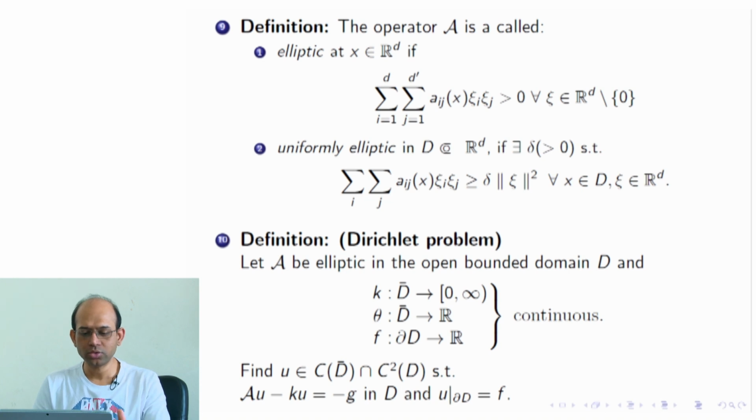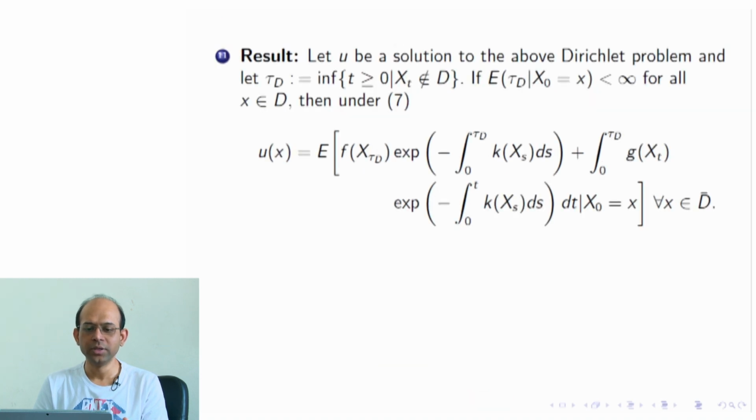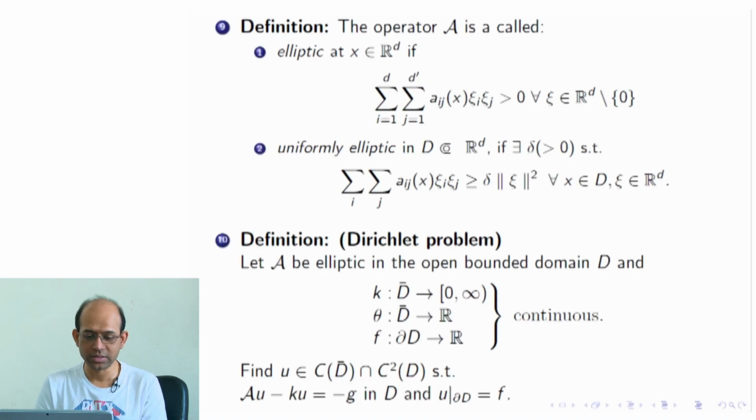Okay, so I am not going to give a proof of existence of this, I am just stating this result. Let U be a solution. Here we are not asserting anything about the existence; we are assuming that if it exists, let U be a solution to the above Dirichlet problem. Then we are going to write down the solution in terms of conditional expectation of functionals of the process X which solves the SDE.